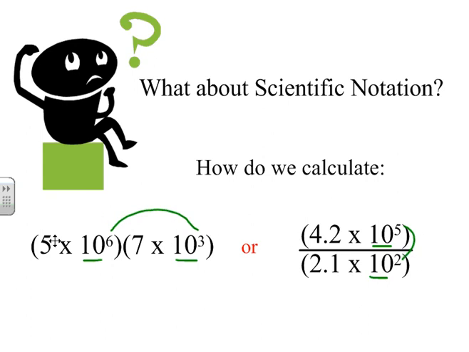Then with the numbers that are in front of the base 10 numbers, what we're going to do is do whatever operation is there. So in this instance here, we're going to be multiplying those numbers. Here we're going to be dividing those numbers. So let's take a look and do a couple examples.